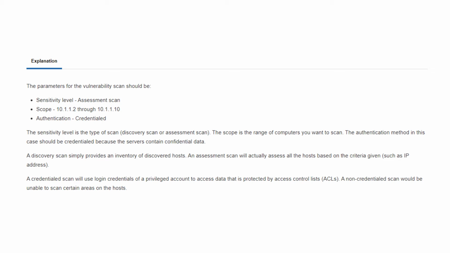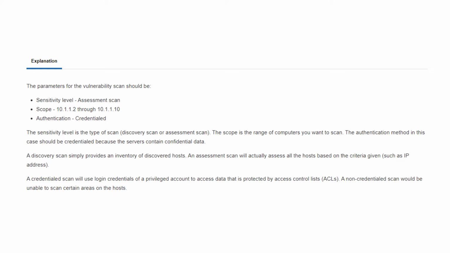The sensitivity level is the type of scan, whether it is a discovery scan or an assessment scan. The scope is the range of computers that you want to scan, as we just talked about. And the authentication method in this case should be credentialed, because the servers contain confidential data.